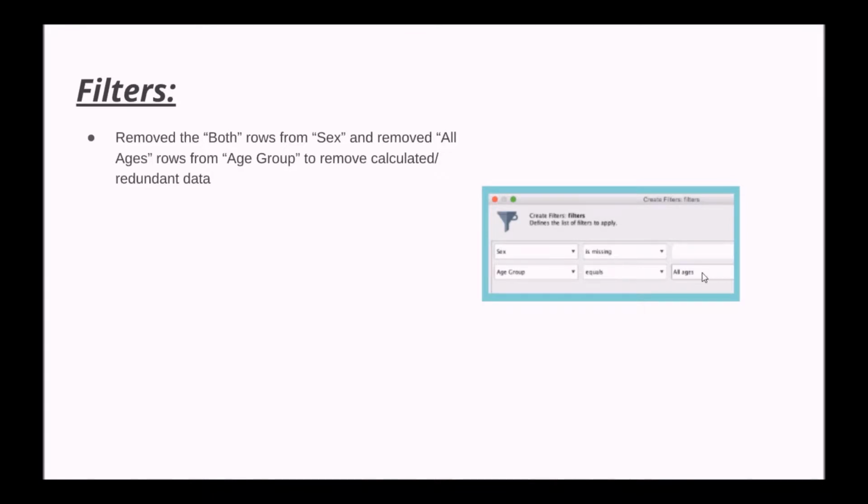Additionally, in the same realm, we wanted to get rid of the age group where it was all ages, because that was a calculated field and that could have been derived from the data we already had. So we didn't want that to skew our data or provide us any kind of inconsistencies with how we looked at age and gender.